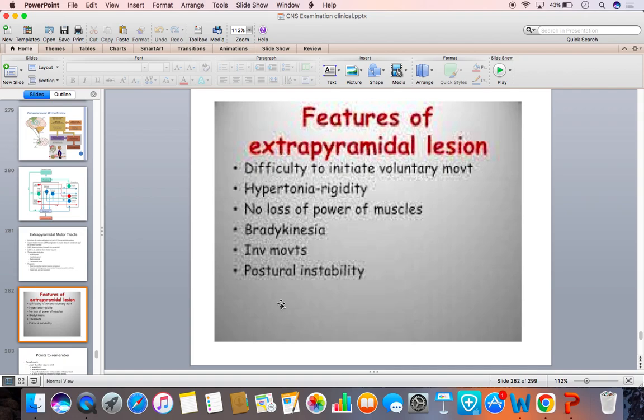Features of the extrapyramidal lesion. There is difficulty to initiate voluntary movement. There is hypertonia, rigidity is the feature of extrapyramidal lesion. No loss of power of the muscles. There is bradykinesia, involuntary movements, and postural instability.